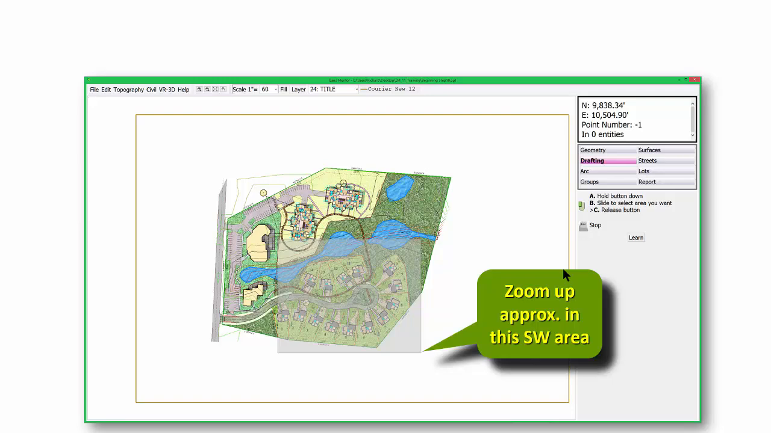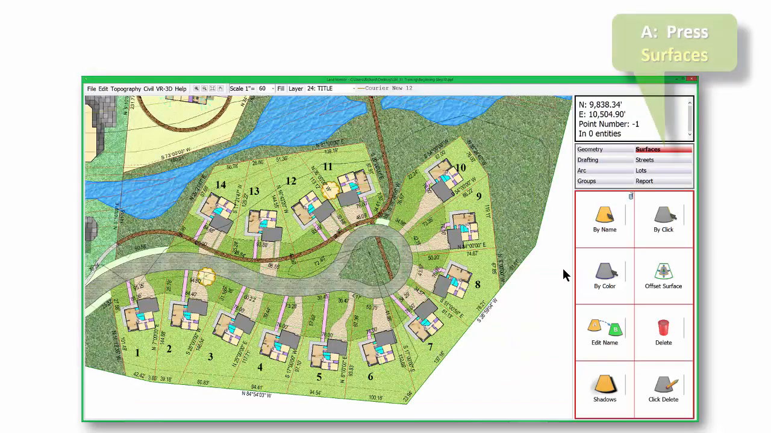So we're going to zoom up on the lot area. And what we're going to do is a little trick in the software, because the homes are flat, there's no depth to the structures, so they have the same visual character as anything else.